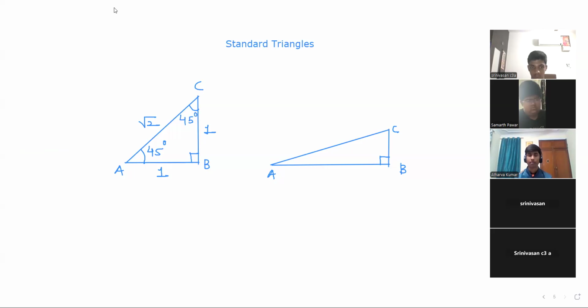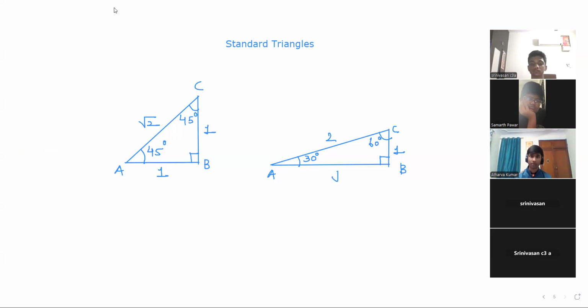So you have to memorize this: 1, 1 and root 2. It's easy to memorize, no complicated values. This is 30, the smallest angle. The second largest is 60, and the last one is 90 degrees. The side opposite to 30 is 1. The side opposite to the largest is 2. So 1 and 2, and this will be root 3.